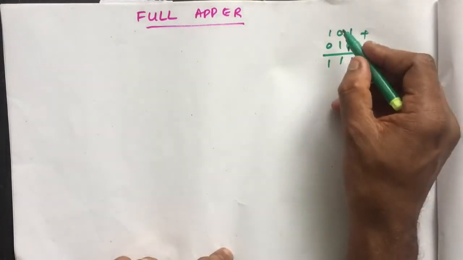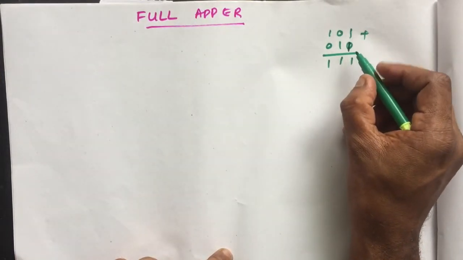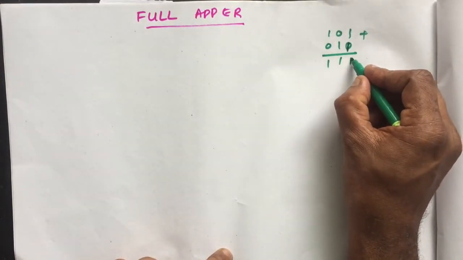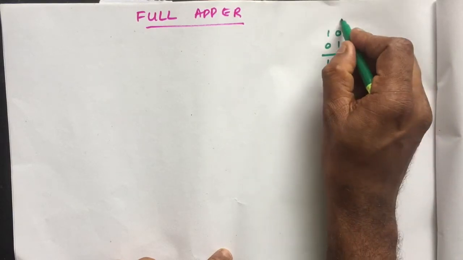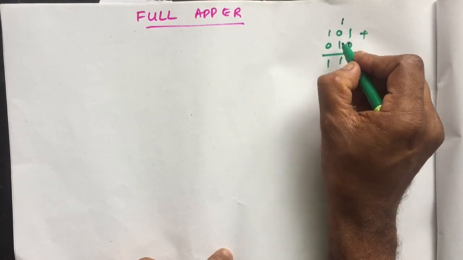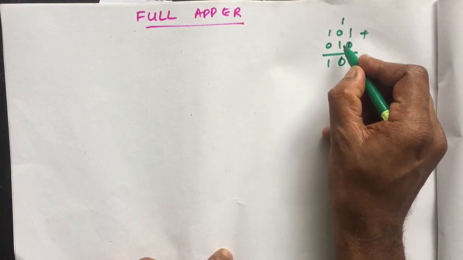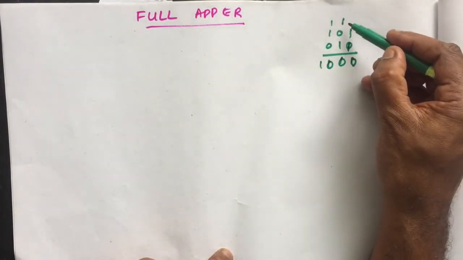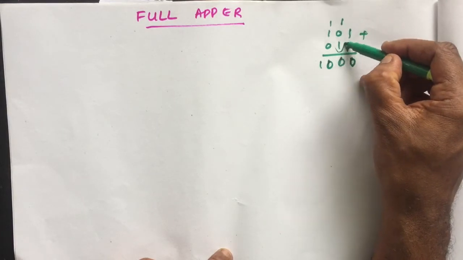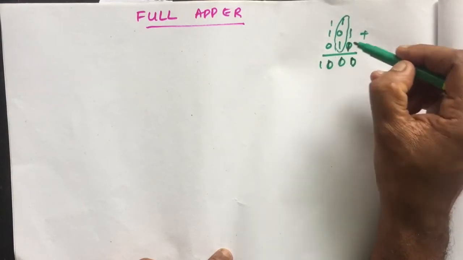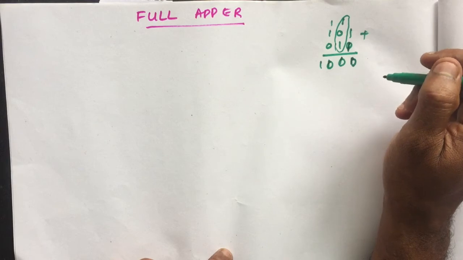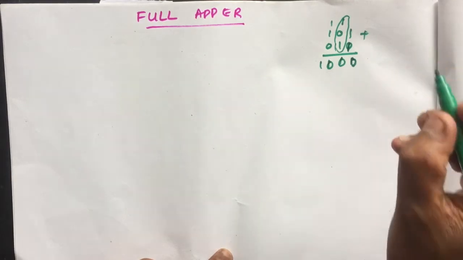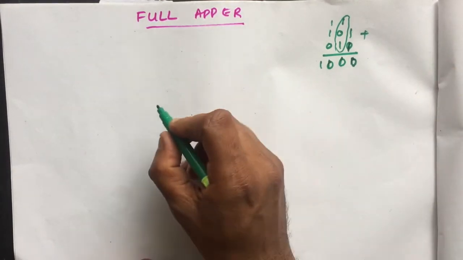Now, let's see what happens if it is 1 plus 1. 1 plus 1 means 2, that is 10. It will be 0, then 1 will come here. Then this 1 plus 1 will be 10. Again this 1 will come here. So what happens is, here we need to add 3 bits. That cannot be accomplished using a half adder circuit. For that case, we need a full adder circuit.